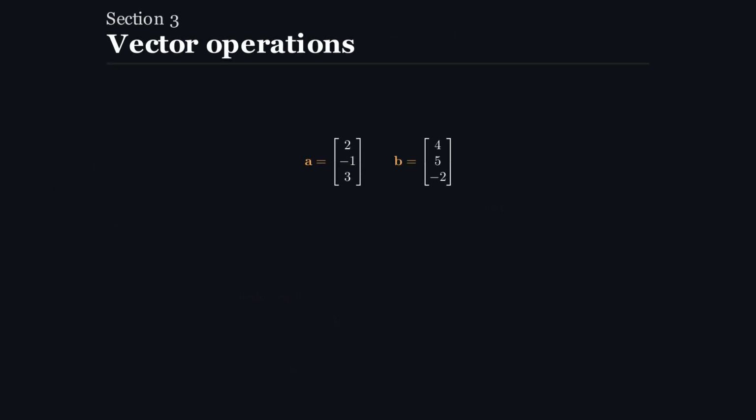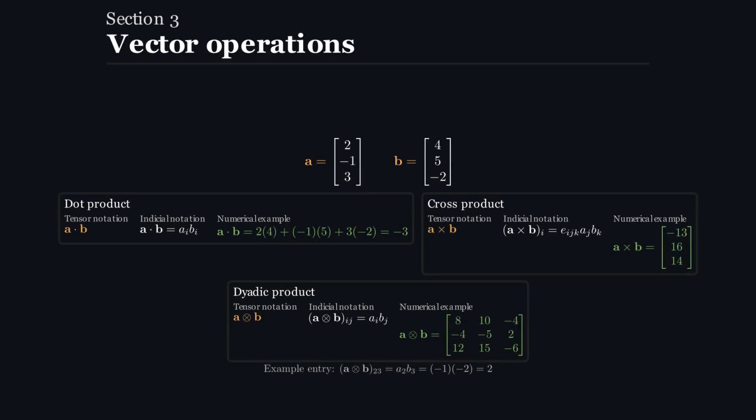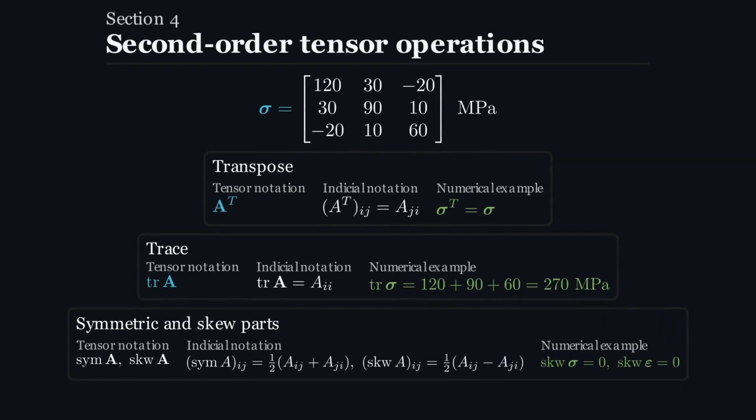We start with vector operations. The dot product returns a scalar. The cross product returns a vector. And the dyadic product returns a second-order tensor, with each entry formed by one component of A times one component of B. For second-order tensors, the transpose swaps indices.